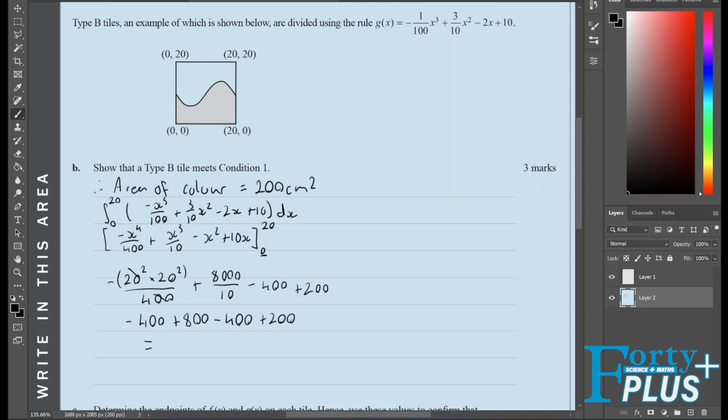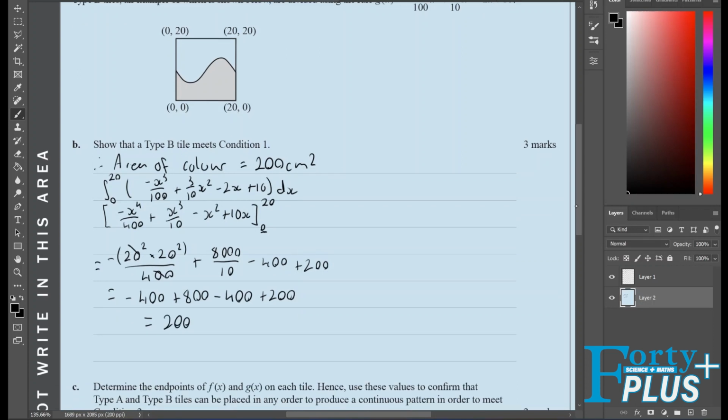And that equals 200. So we can say, hence, we'll put centimeters squared, hence, type B meets condition 1.